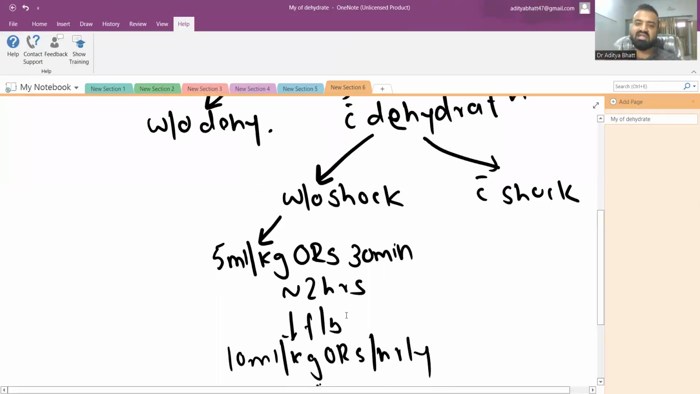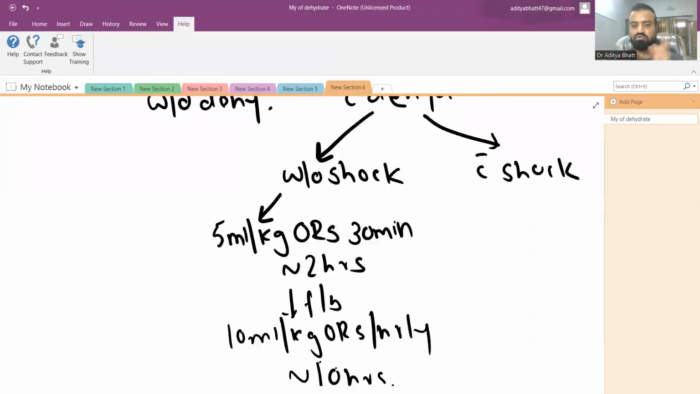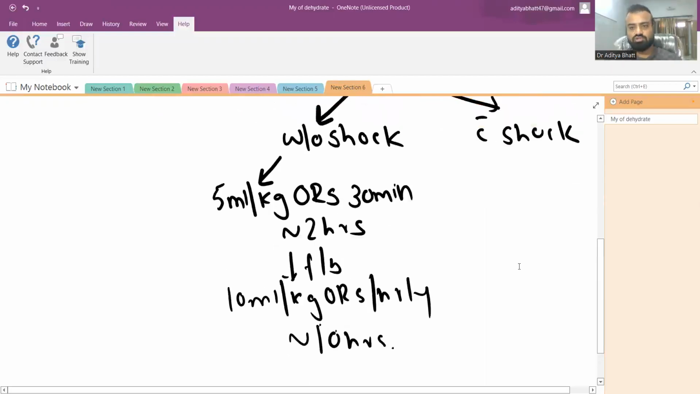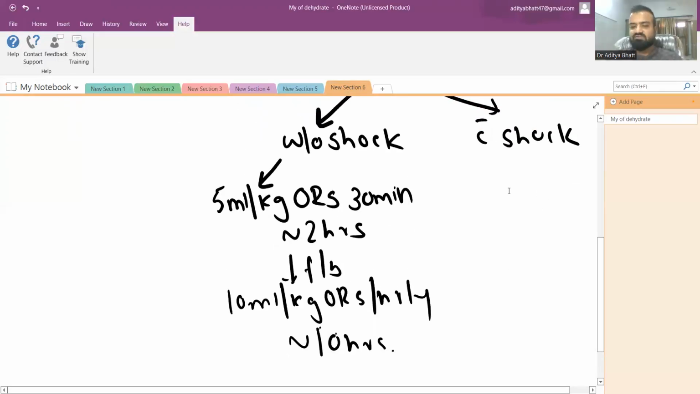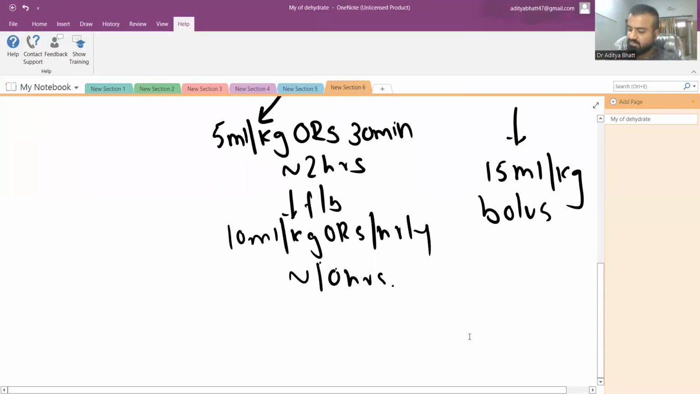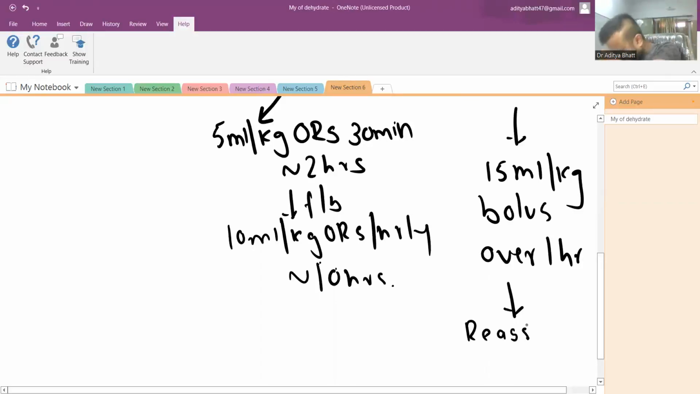If there is no shock, but the child is dehydrated, do not give boluses. Absolutely do not give boluses. Start ORS orally, and the child will improve slowly. Now with shock, what you have to do is give a 15 ml per kg bolus of either half DNS or RL or NS. You can give 15 ml per kg bolus over 1 hour, and then reassess.